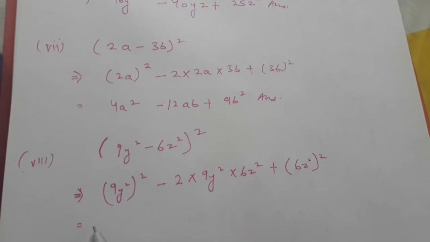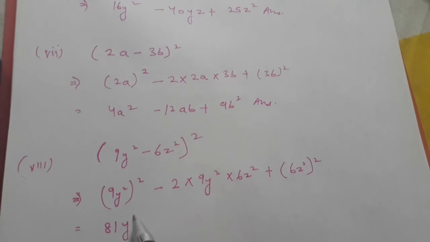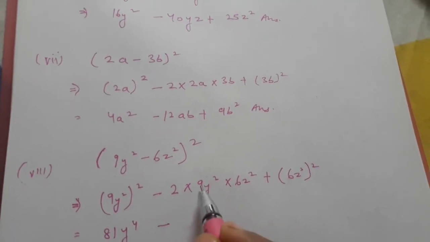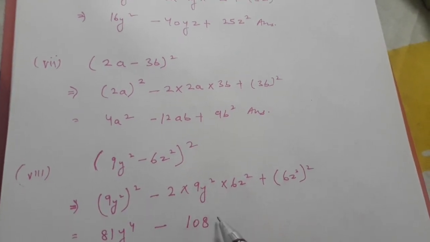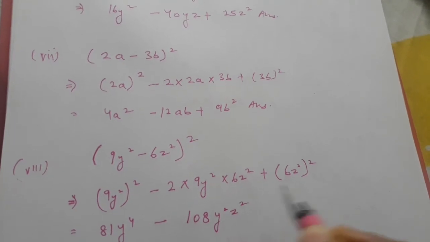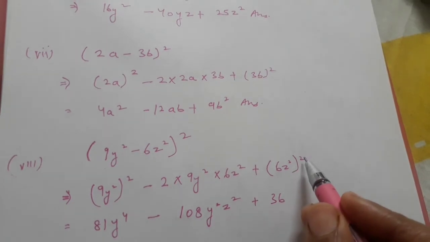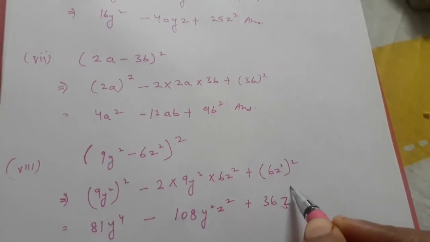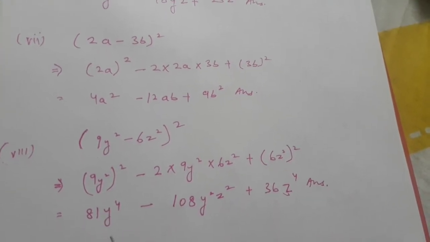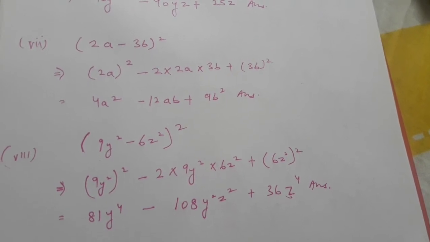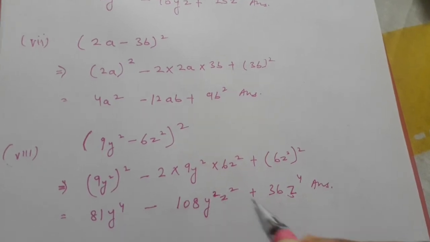So (9y²)² would be equal to 9 nines are 81 and y² raised to 2 would become y⁴. Then 9 twos are 18, and 18 sixes are 108 y²z², plus 6 sixes are 36, (z²)² would become z⁴. So our answer for the 8th part of question number 3 is 81y⁴ − 108y²z² + 36z⁴.